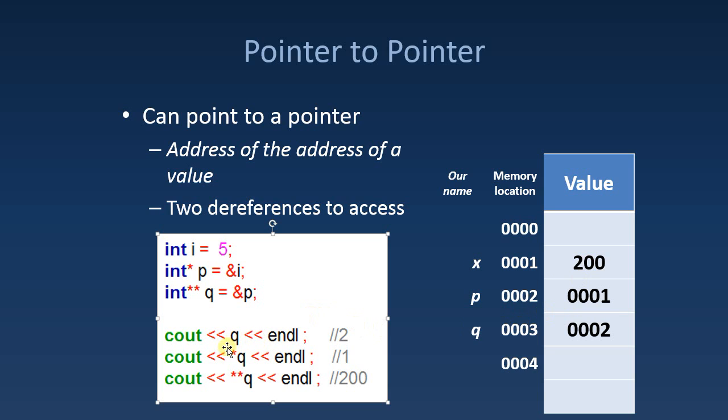And so if I print out, hey, what's in Q, I'll get the address where P is. If I print out, go to the address Q has, so start with 0002, go to that address and print out what you find there, that would be 0001. If I dereference it twice, so take what Q has, 0002, dereference it once, so go to that address, okay. Go to that address, so 0001, go to that address, that would take me here. That value is 200.